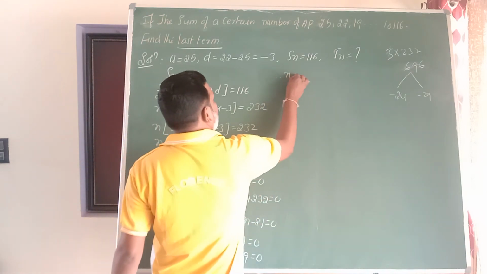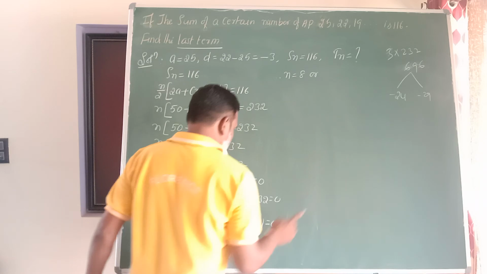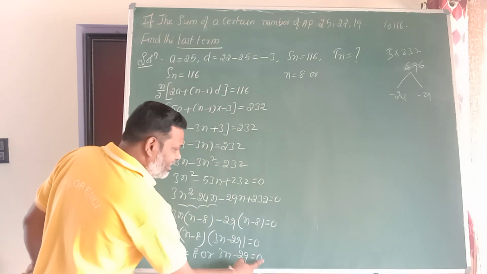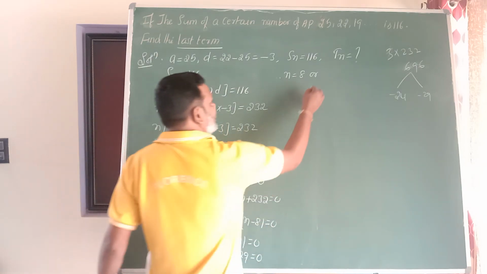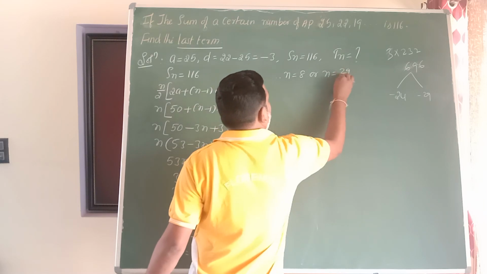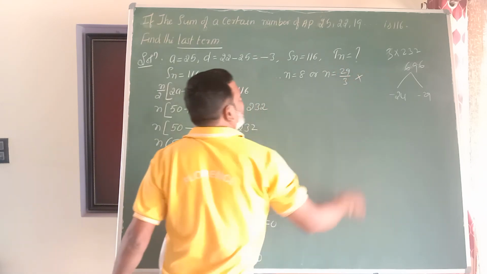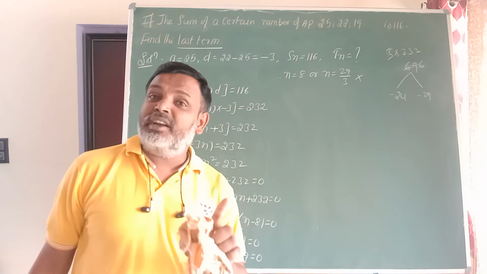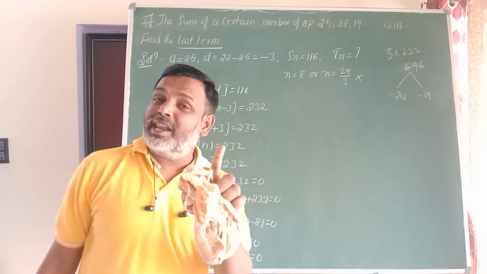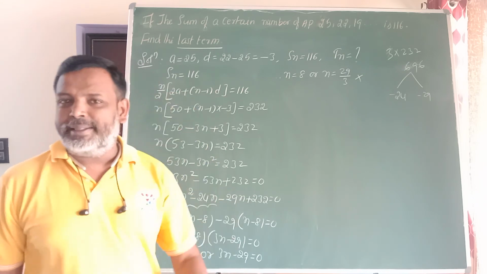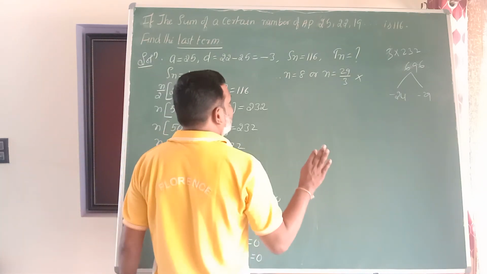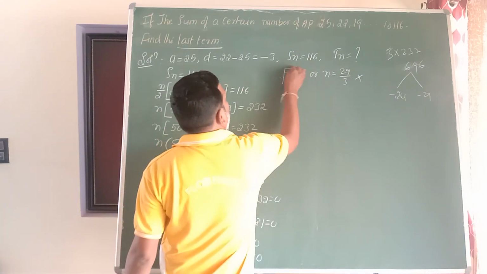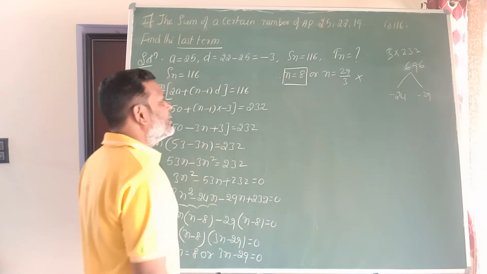Now, ultimately, n is equal to 8 or 3n is equal to 29. Then n is equal to 29 divided by 3. This is not possible. The number of terms will never be negative, never be a fraction, never be irrational, never be a complex number, nothing like that. So n must be a positive whole number. Therefore, n is equal to 8 is considerable. Number of terms is 8.